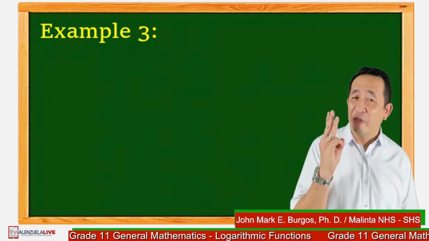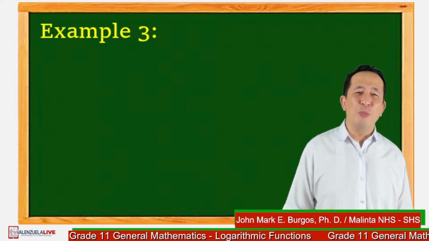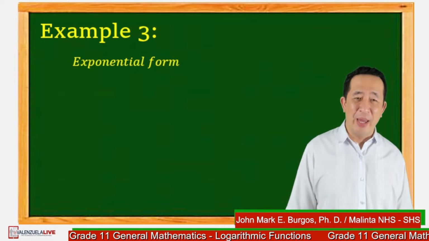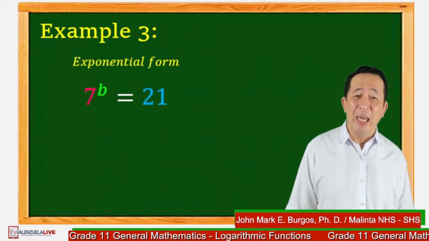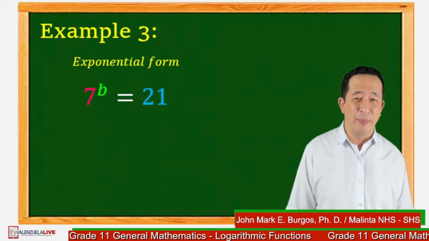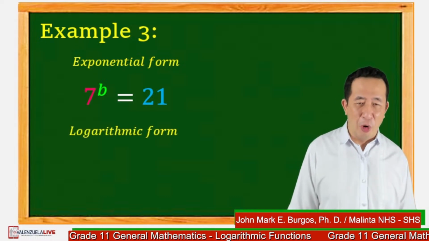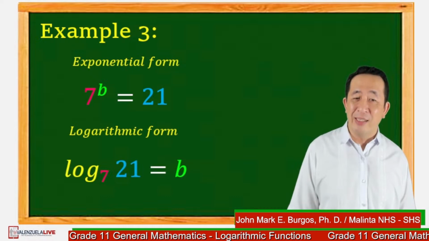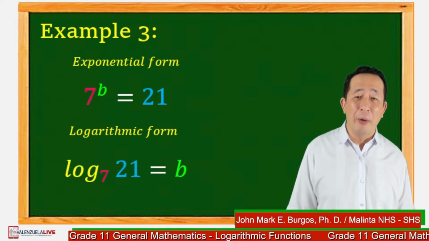In our third example, the exponential form is 7 raised to the power of p is equal to 21. In the logarithmic form, the logarithm of 21 with base 7 is equal to p.